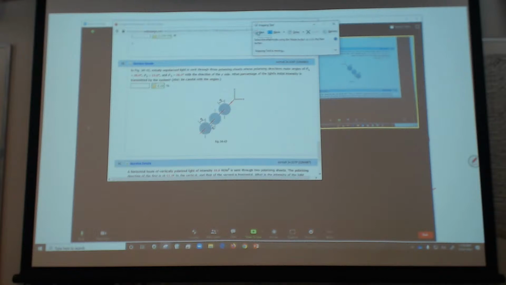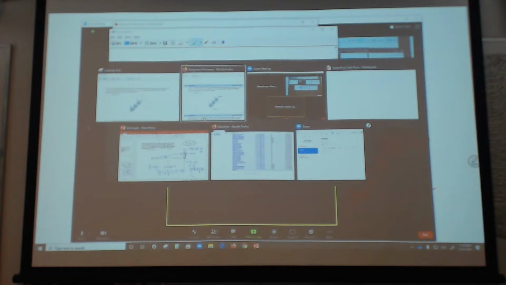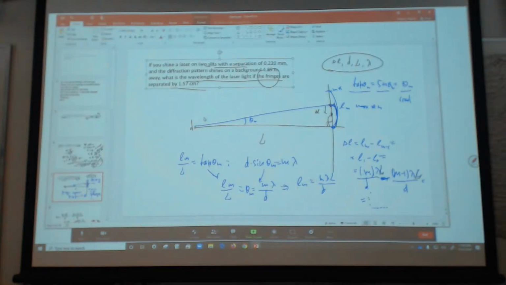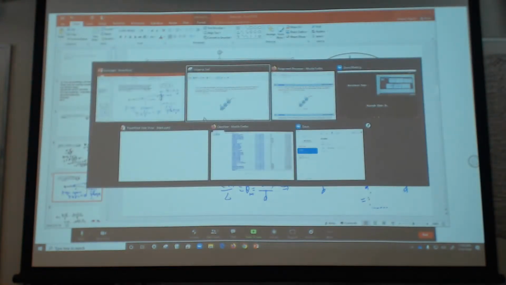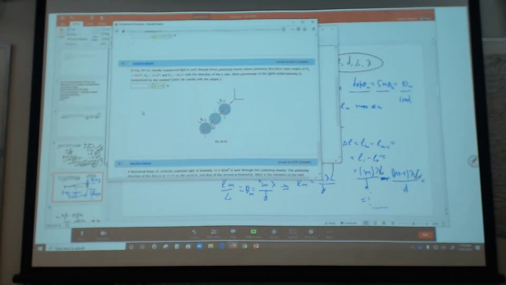What equation did you use to calculate the intensity of light after traveling through the first polarizer? I did I equals I naught times the cosine squared of the angle. And what angle did you use? For the first one, I used 36.8.